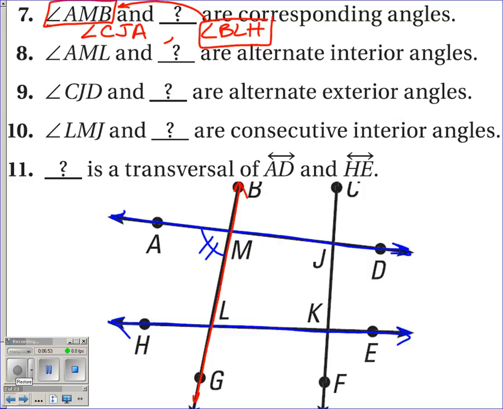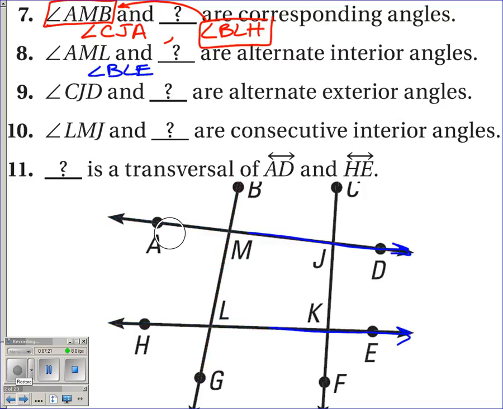Well, this then, angle BLE, that is alternate interior with angle AML. There's not another angle that angle AML is alternate interior with. Okay, so that's the only one that we can use in this situation. Let's take a look at number 9.